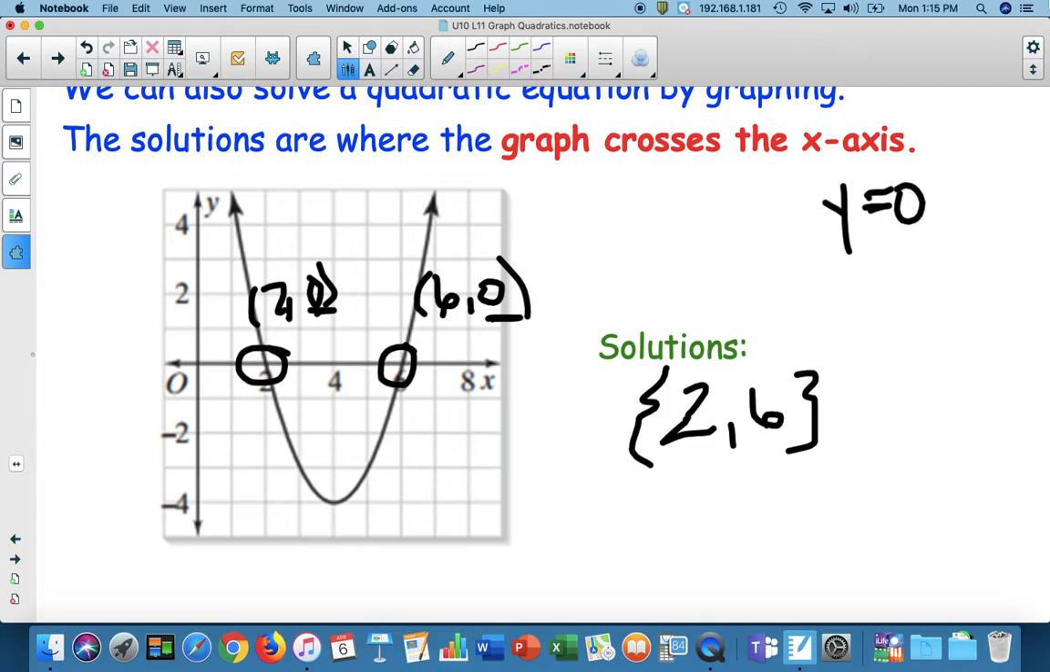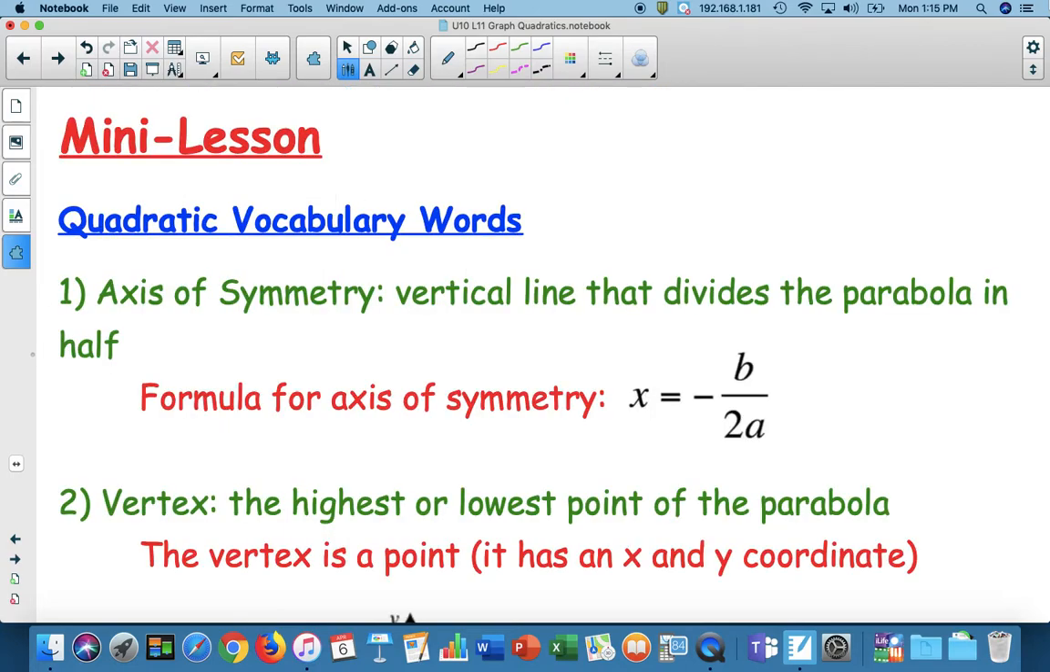Whenever we solve quadratics, you guys have been saying x equals, x equals, x equals. So this is x equals 2 and x equals 6. And another good way, you don't have to really remember y equals 0, just where it crosses the x-axis. All right, so let's look at our next part.